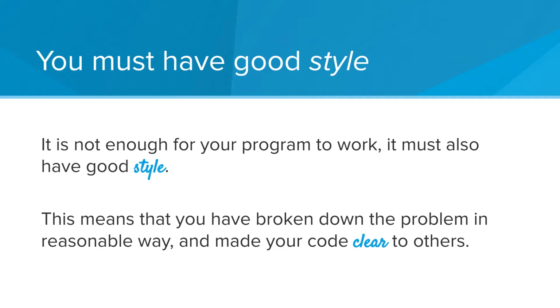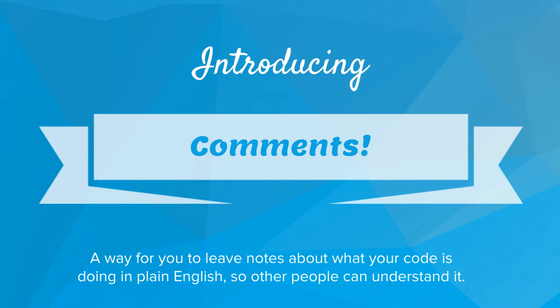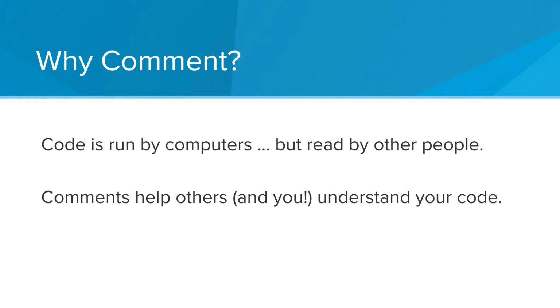A good style means that you've broken down the problem in a reasonable way, and your code is clear to others. It's a very important part of programming, and we want to be able to write readable code that others can read and understand for years to come. An important part of writing programs with good style is comments. So, introducing comments. Comments are a way for you to leave notes about what your code is doing in plain English. So why comment? Although code is run by computers, it's read by other people.